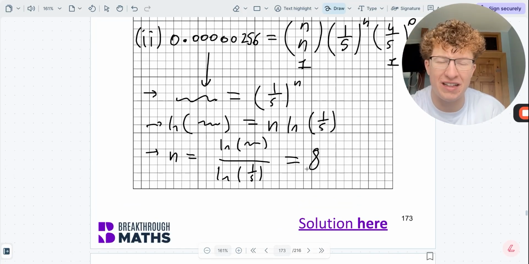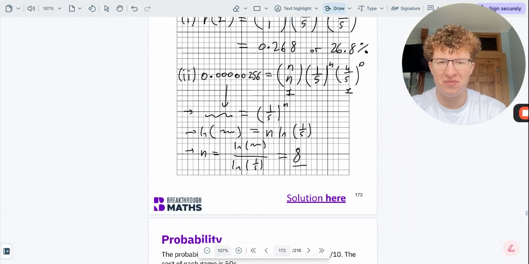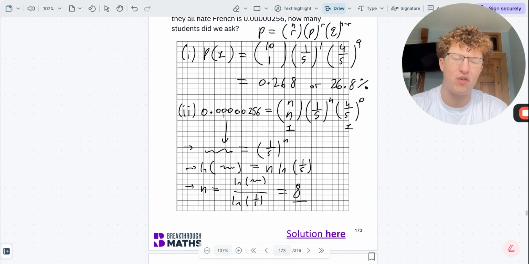When you plug that into your calculator, you should get n equals 8. So we asked 8 students, all 8 of them hated French, and that's how we got that probability there. If you ever wanted to check, you could just do this filling in 8, and you should get that probability.